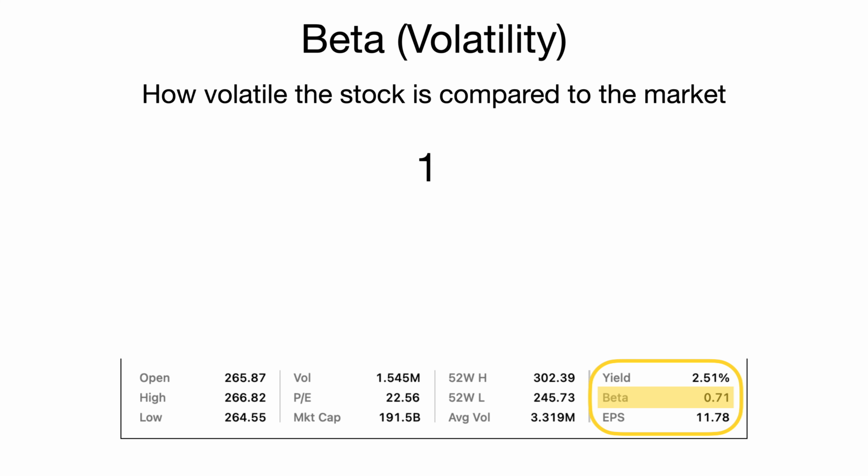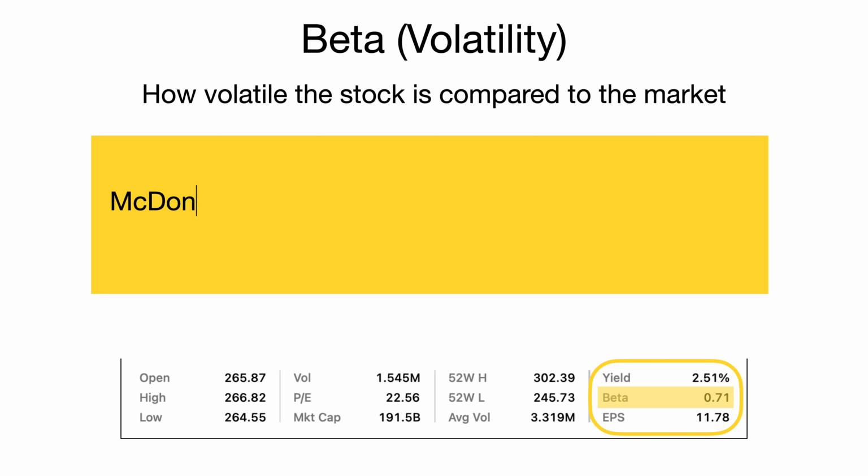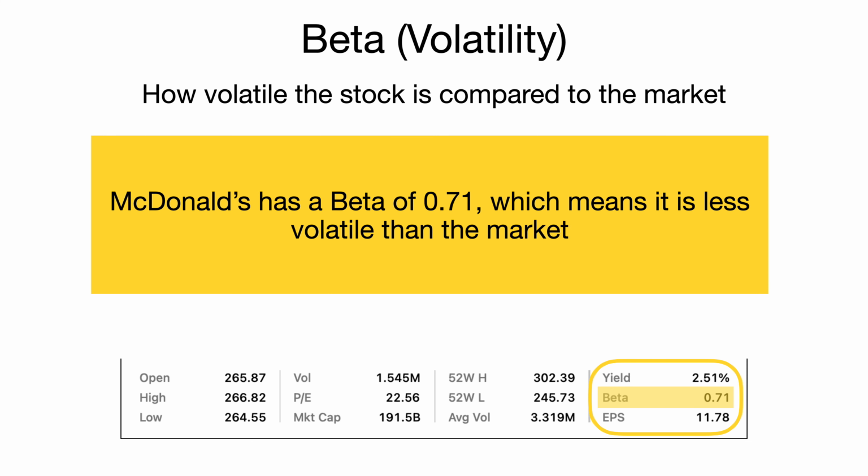And so a good number to know is 1. And that's going to be if it just had perfect average volatility. It just followed the market volatility perfectly. 0 is going to be it's less volatile than the market. So, any number in between 1 and 0 means it's going to be less volatile than the average market. And then 2 or more, that's actually going to be a lot more volatile. So any number higher than 1 is more volatile, and the higher you get, the more volatile it is going to be. So right here we see McDonald's has a beta of 0.71. So that means that McDonald's is less volatile than the regular market because, again, it's less than 1.